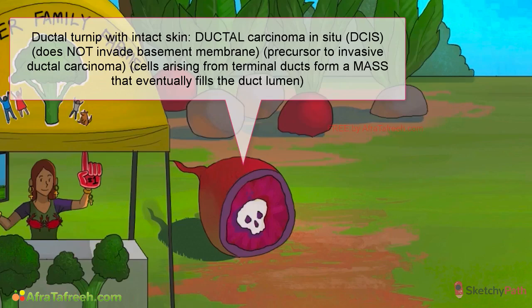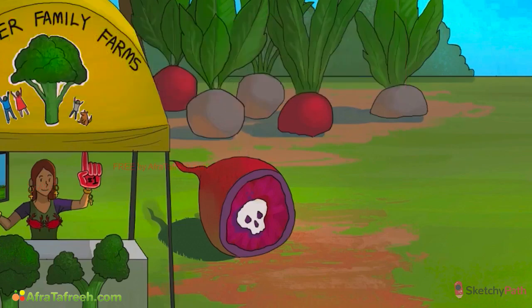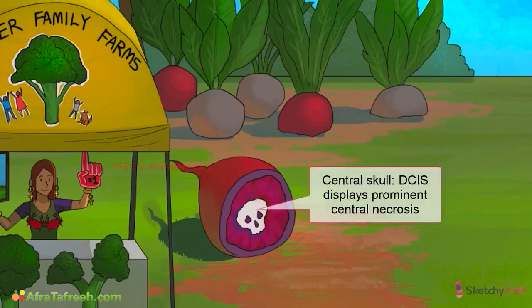And in this scene, we're going to represent the cross-section of the duct with the cross-section of a turnip. DCIS arises from terminal ductal cells, eventually taking the form of a mass of cells completely filling the lumen. Notice, too, that the inside of the turnip is all rotten. That's because DCIS often has prominent central necrosis. The one key feature to keep in mind is that DCIS does not invade the basement membrane. It stays in the duct, keeping that turnip skin intact.